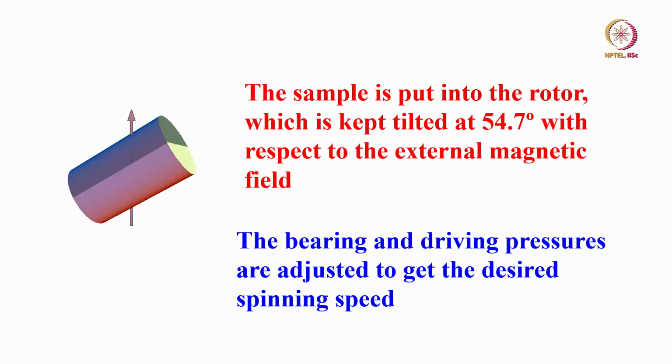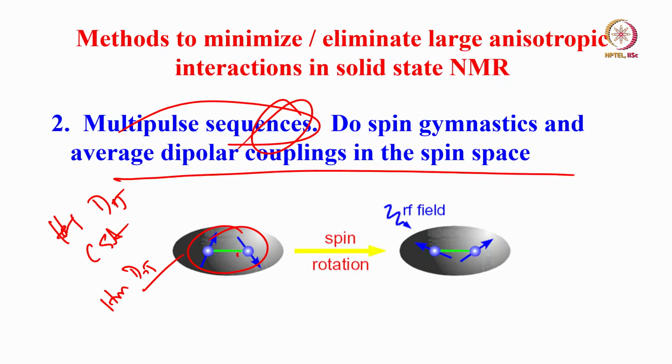Okay. So next I will discuss magic angle spinning. What is magic angle spinning? How is it done? How will it remove anisotropic interactions of the second rank tensors? Everything we will discuss in the next class.